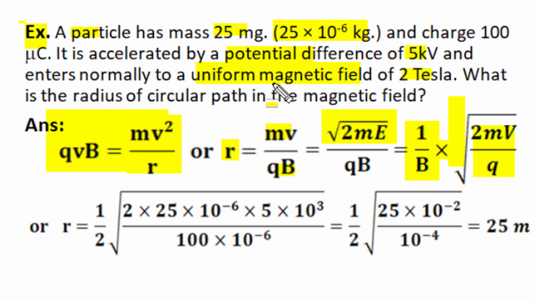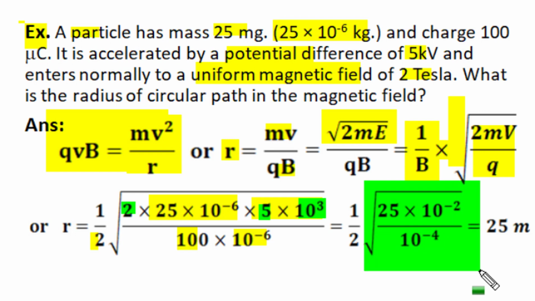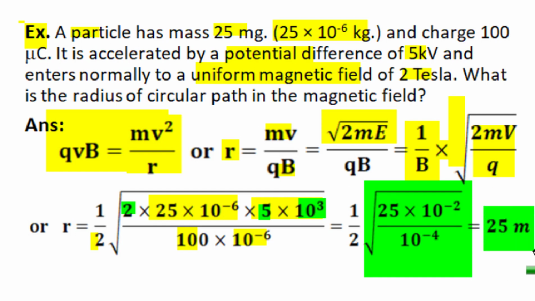charge. Now for this numerical example, the existing magnetic field is 2 Tesla, the mass of the particle is 20 milligram or 25 into 10 to the power minus 6 kilogram, the accelerating potential is 5 kilovolt, and the charge of the particle is 100 microcoulomb. Here 2 multiplied by 5 becomes 10, and 10 multiplied with 10 to the power plus 3 and 10 to the power minus 6 becomes 10 to the power minus 2, and in the denominator 100 multiplied by 10 to the power minus 6 becomes 10 to the power minus 4, and this square root calculation is 50, and 50 divided by 2 will become the radius of uniform circular motion of the charged particle, 25 meter.